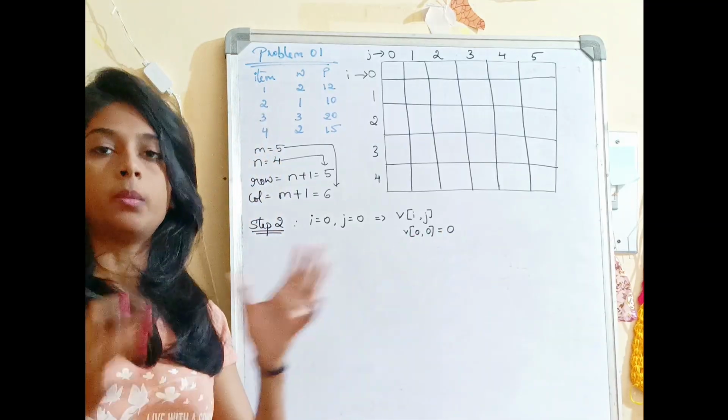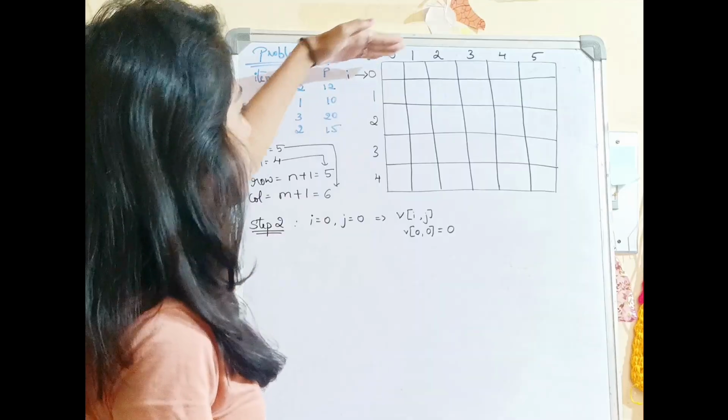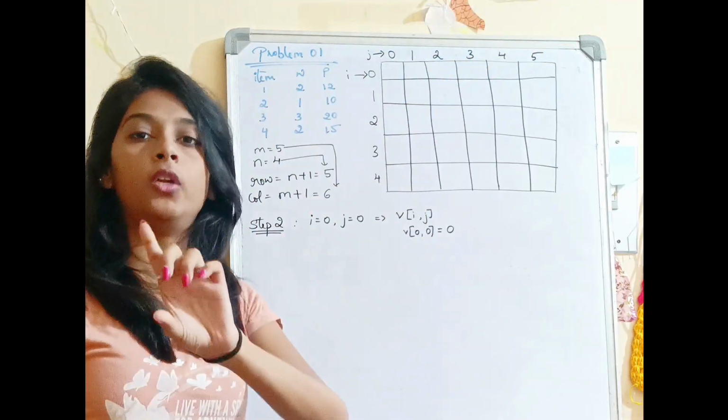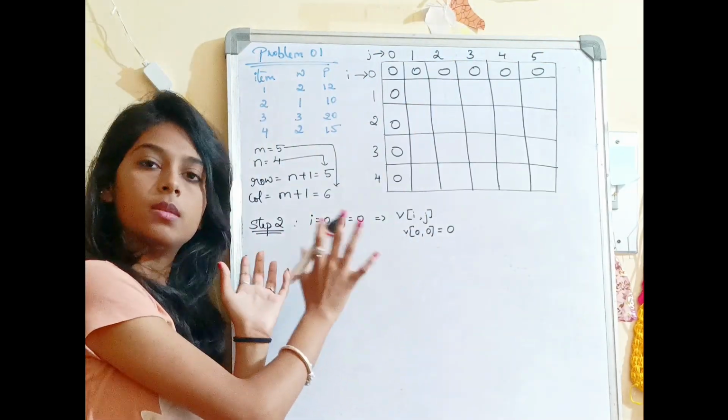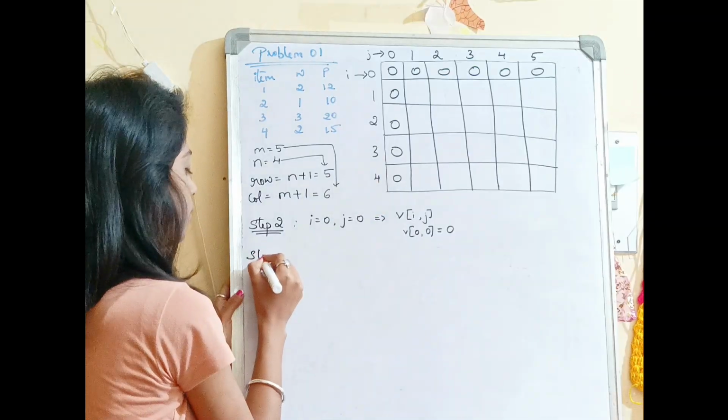So what we understand from this is that initially the 0th column and 0th row will be filled with zeros. Usually step 1 is similar for all problems using the dynamic method. Next, step 3.